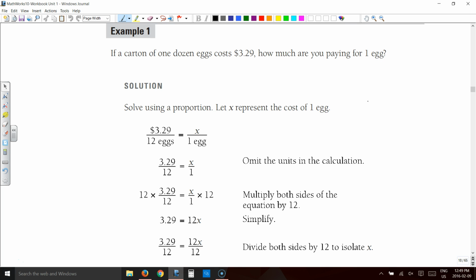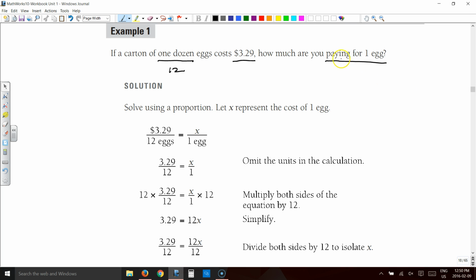All that we're going to do here is set up a proportion. So when we take a look here, 1 dozen is the first indication of some amount. That's the same as 12 and $3.29. And the question is asking how much you're paying for 1 egg. And the difference between this and the previous work that we've done is it's important to find out, when we're communicating a unit price, we want to give our answer in a way that makes sense.